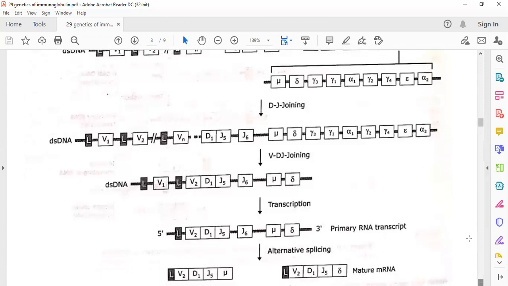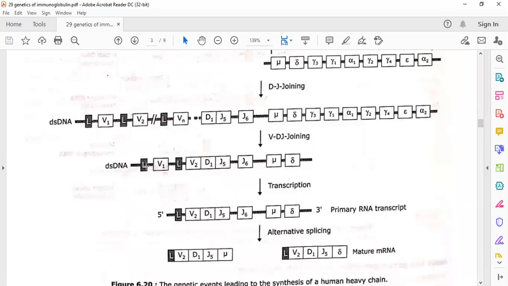After that, there will be a cut from the V1 and the V2 and they will be removed here. So only V2 will be here, D1 will be here of the D chain, and J5, J6 are here, from which J6 will be cleared out here. Okay, J6 will be cleared out here. After that, the heavy chain will be there, they will be joined together.